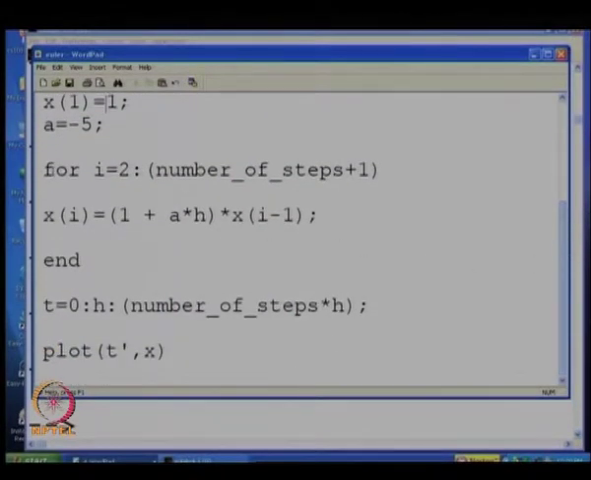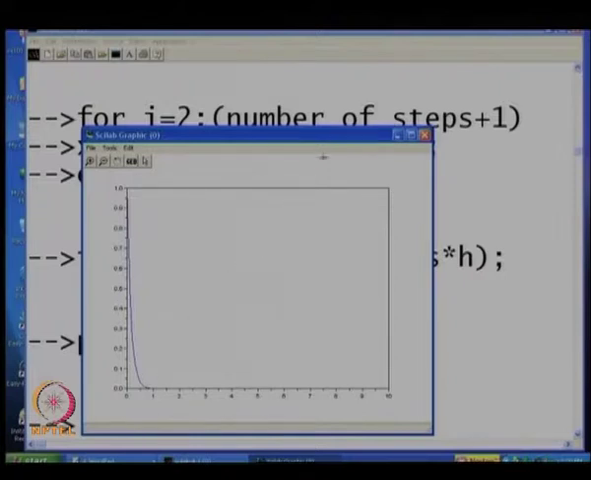So, if I want to numerically integrate, I will use this particular command. For I is equal to 2 to the number of steps, I is the index. Instead of using the variable k, I am using the variable I here. You have x of I is equal to 1 plus h into x of I minus 1, and then I plot time. These are the time steps, individual time steps. So, I plot the time steps and the corresponding x values. So, of course, if I execute this, this is what I get as a response.